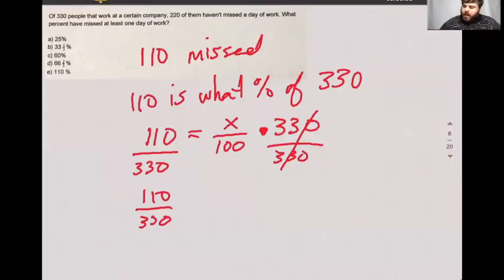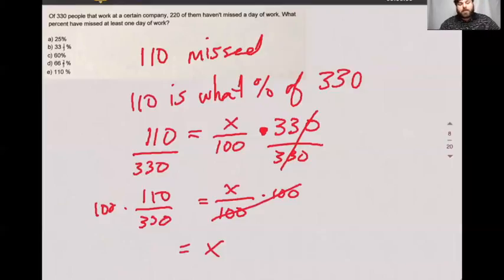The way I get rid of that 100 is find out what's happening. How is the 100 being operated upon the x? Well, it's dividing by 100. So to get rid of the dividing by 100, I have to do the opposite, which is multiply by 100. So I'm going to multiply both sides by 100. That leaves me with 100 times 110 divided by 330.